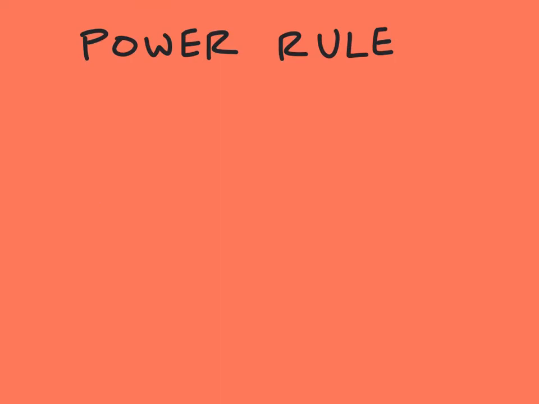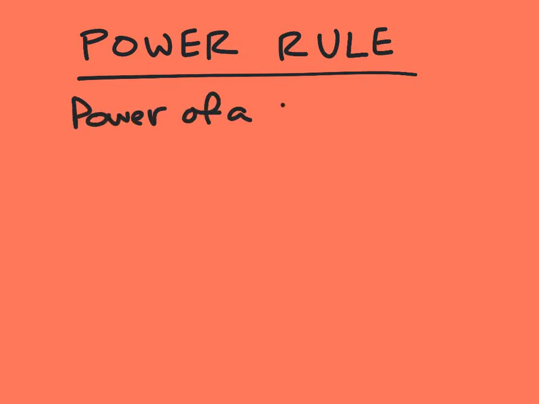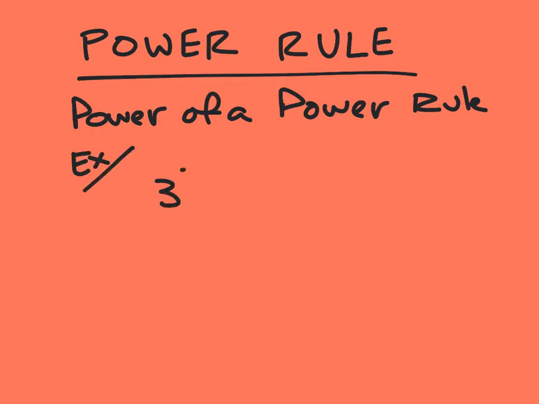Okay, the next rule we have is called the power rule. The first one that I want to talk about is the power of a power rule. So we're going to have two rules here. So let's look at an example. Let's say that I take 3 squared and I raise that to the 4th power.